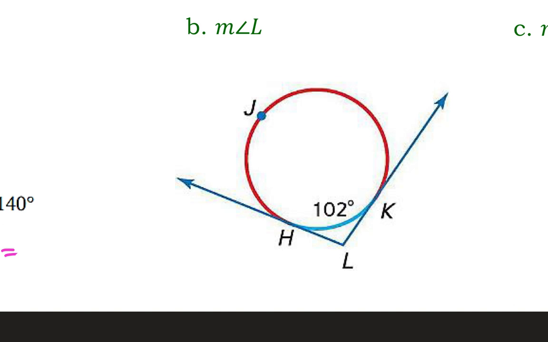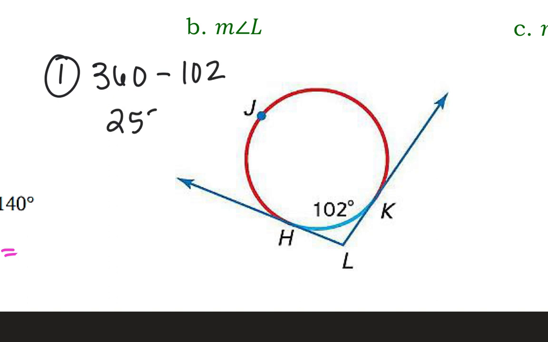What's the problem with this one, though? Did I give you the big one? Can you figure out the big one? Yes. How can we figure out the big one? 360 take away 102. Good. What's our difference? 258. So this big arc is 258 degrees.